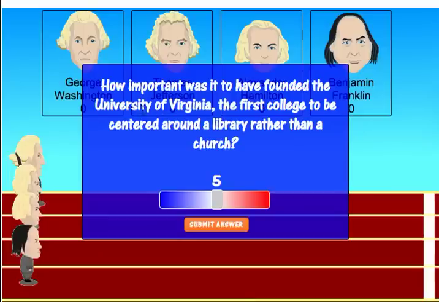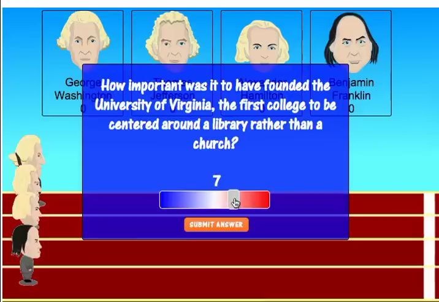So let's see. I read this first message. It says, how important was it to have founded the University of Virginia, the first college to be centered around a library rather than a church? Well, how important is that? I can go anywhere from 1 to 10. If I find it to only be 1, I don't find it very important. But if I find it to be 10, I find it to be extremely important. And the founding father who founded the University of Virginia, in this case Thomas Jefferson, will move however many paces I choose.